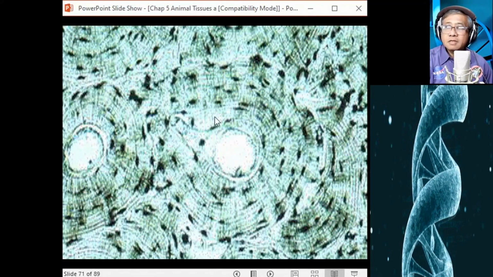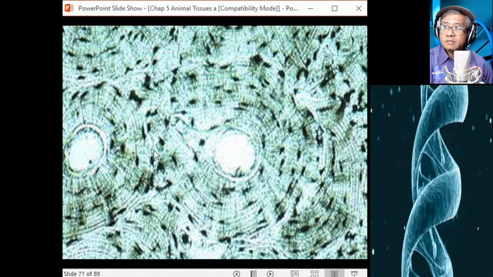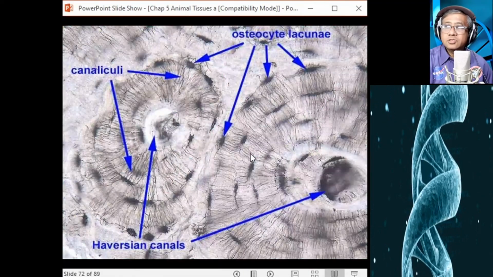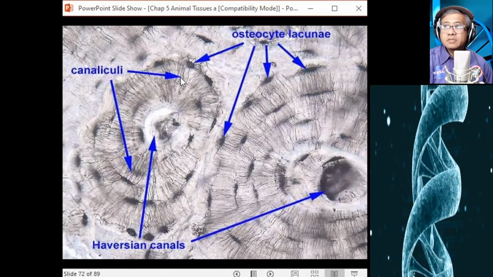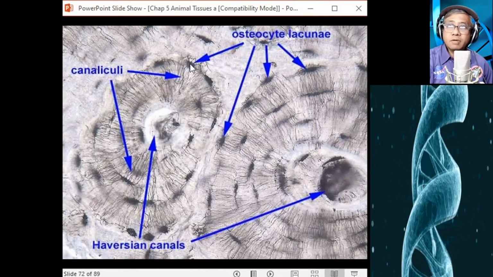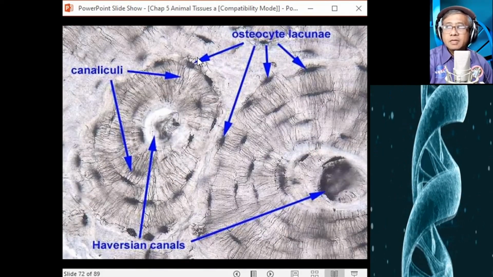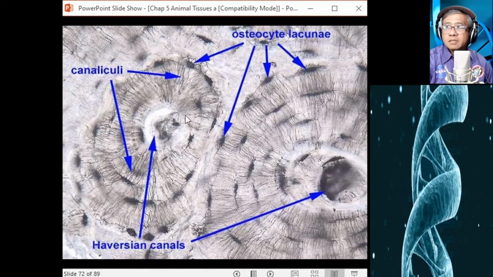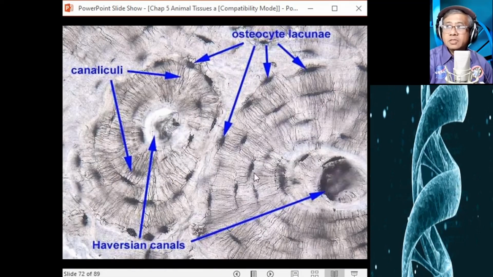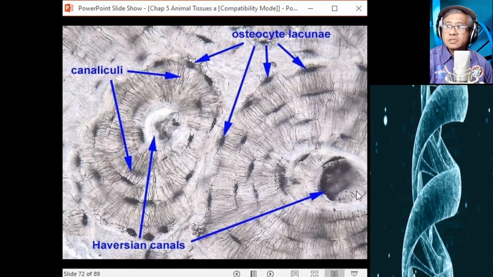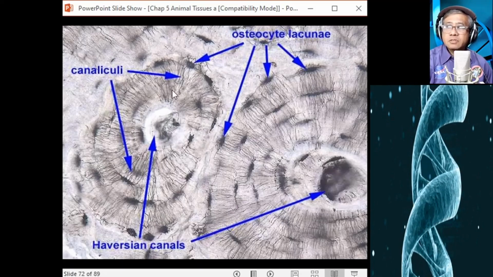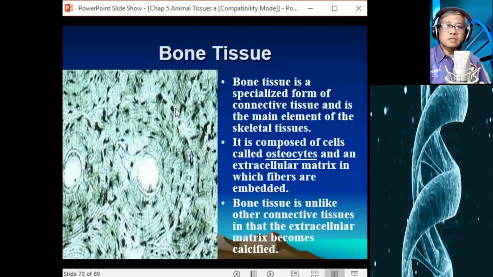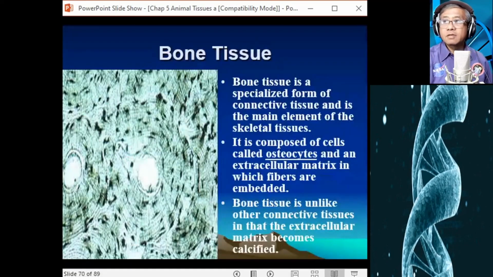Yung matrix ng bone tissue is calcified, it is made of calcium. So yan, canaliculi, yung parang mga branches na yan that surrounds the osteocyte, which is embedded in the lacuna. Then at the center, we have a canal called the Haversian canal. The entire thing is called an osteon. Ito itong bilog na to is an osteon. Okay, so those are the types of supportive connective tissue.